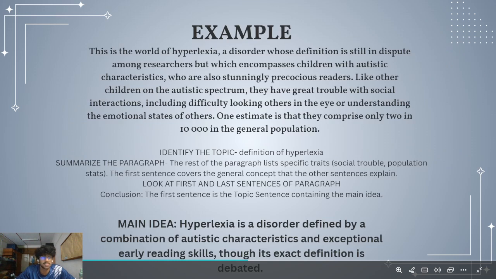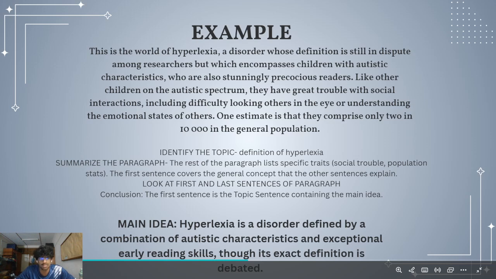I took the example from the passage just now. It is the first paragraph. This passage basically, just to give an idea, discusses hyperlexia, which is a type of disorder related to autism. Okay, so let's identify the topic first. The topic is the definition of hyperlexia, which is stated in the first 10 words of the sentence.